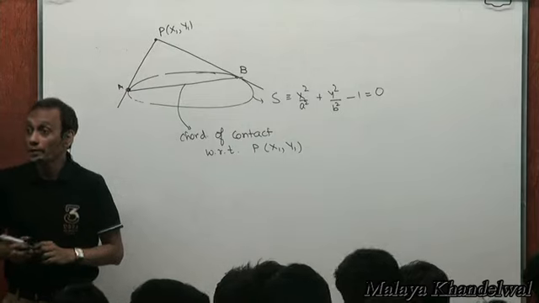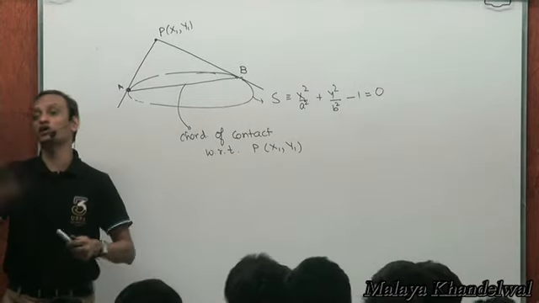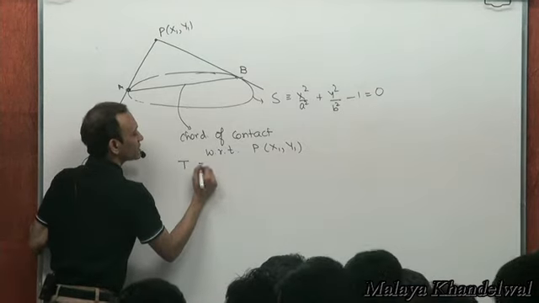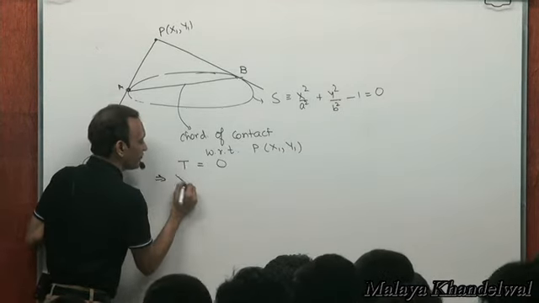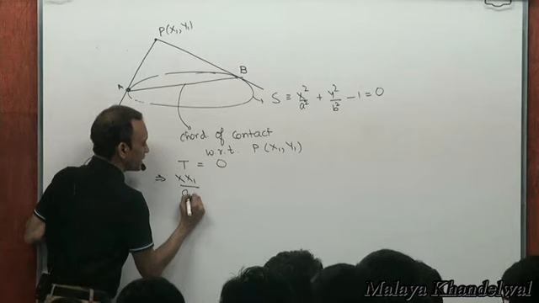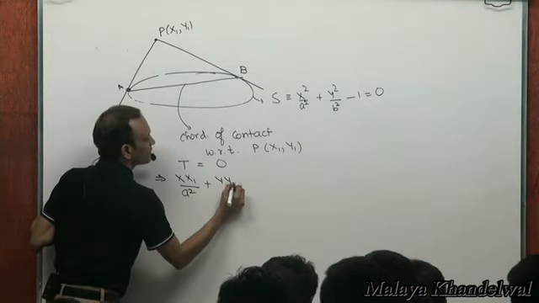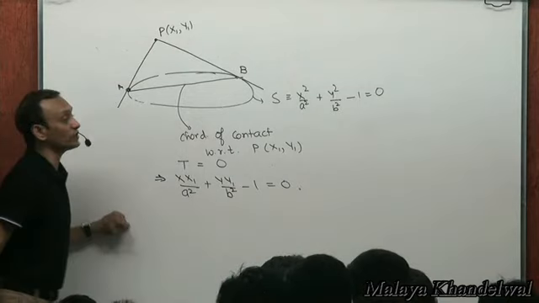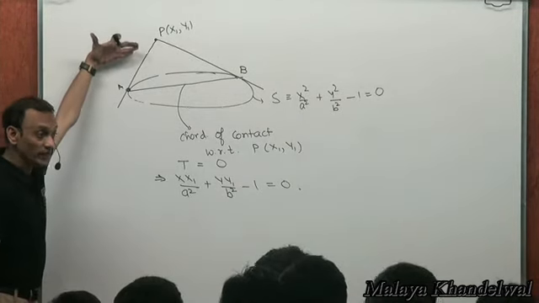And do you remember how we obtained the chord of contact? T equal to 0. The equation of the chord of contact is T equal to 0, and T we have defined as xx1 by a squared plus yy1 by b squared minus 1. That equal to 0 is the equation of the chord of contact with respect to an external point.